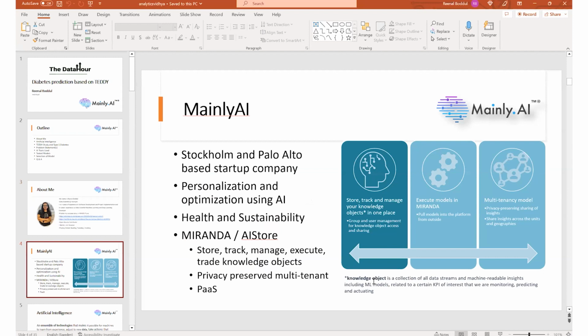A little intro about mainly AI. This is where I work, a company that personalizes and optimizes using AI. We are actually the AI store, where we store and share knowledge objects. A knowledge object can be any kind of findings and patterns, or it can be a data source. We store, we share, or we can do whatever with that knowledge object. So this is a short intro about our company.